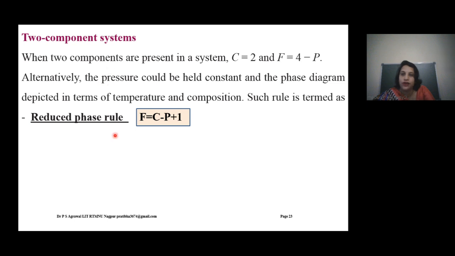Now we will apply this phase rule for different systems in our next talk, that is, we have to apply it to the system in a different one component system, which we will do in the next lecture.